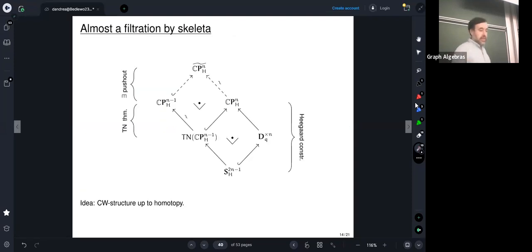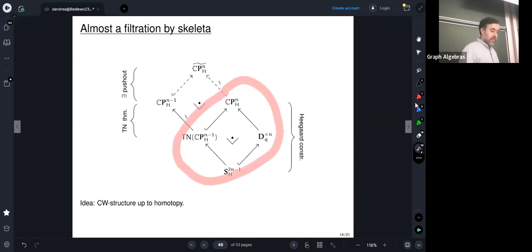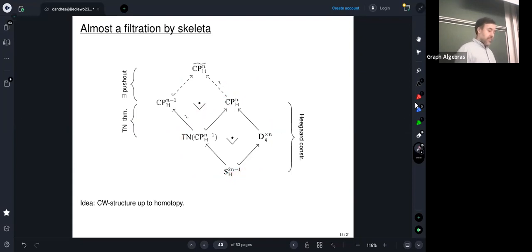So back to this diagram. Now we look at this again. This looks similar to the diagram we had for Vaksman-Soibelman quantum projective spaces, except that in that case here we had CP^{N-1}, and now we don't have CP^{N-1} but the tubular neighborhood. Now, the tubular neighborhood is not CP^{N-1}, but still you have a morphism from this to CP^{N-1}_H, which is an isomorphism in K-theory. So a K-equivalence that we denote with this kind of arrow.